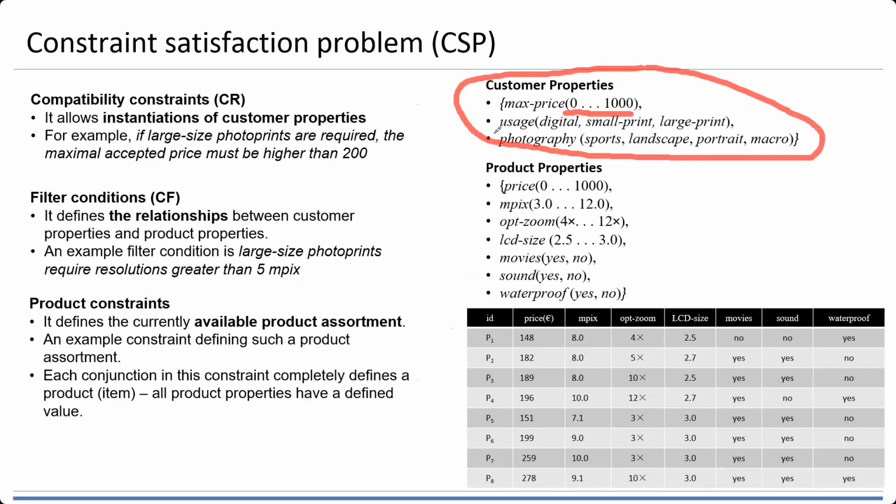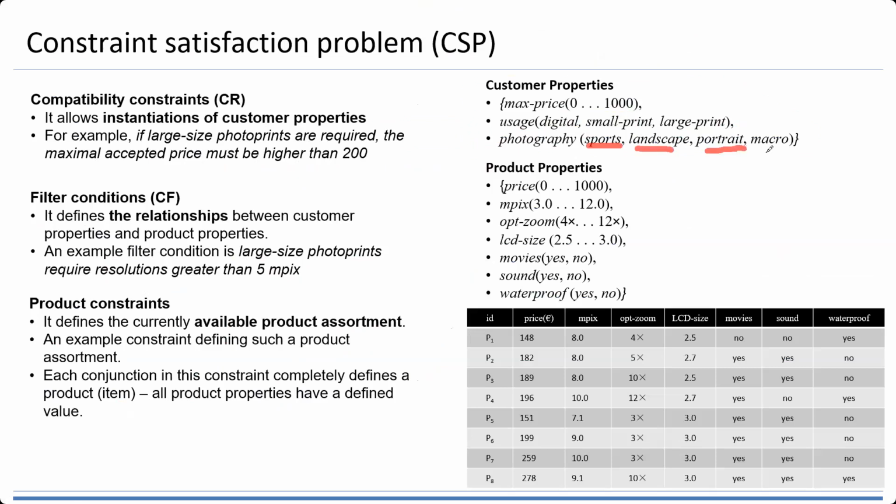And the customers who come to the store have this kind of profile. Usually they like to have digital, small print, large print. So usually we should define this knowledge. And then the profile for a customer is related to sports, landscape, portrait, macro. But this is based on the knowledge.